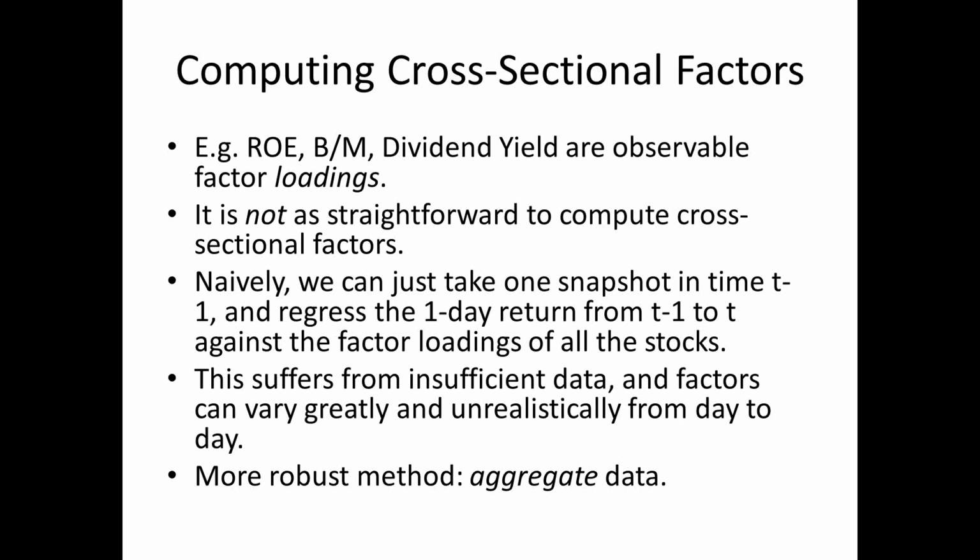Naively, it should be easy. You just take one snapshot in time, let's say t minus 1, and then you regress the one-day return from t minus 1 to t, that is the dependent variable, against the factor loadings of all the stocks for that day, for day t minus 1. Right? The factor loadings of the stocks at t minus 1 are observable. They are the ROE, they are the dividend yield, maybe 1 month return. So at t minus 1, all these factor loadings are known, and in a backtest situation you're just going to regress the future one-day return, which is t minus 1 to t, against these known factor loadings. Sounds easy, then you can get one number out of it.